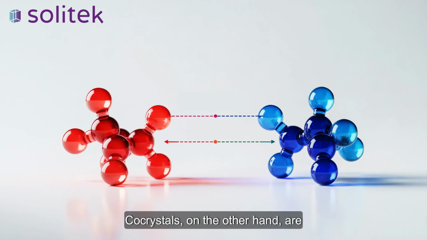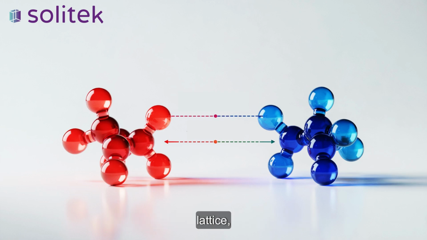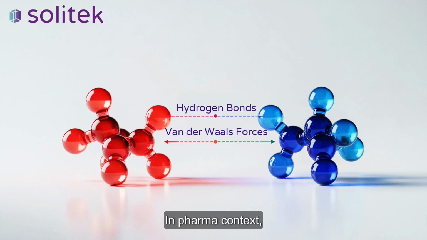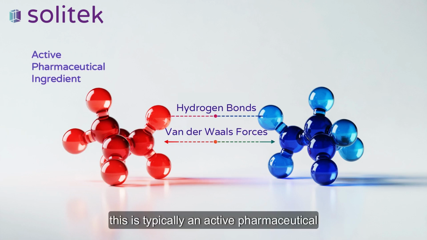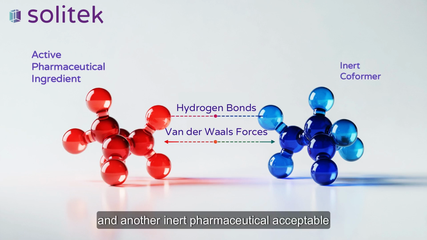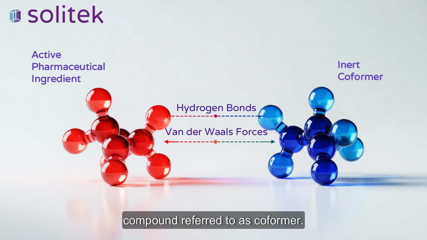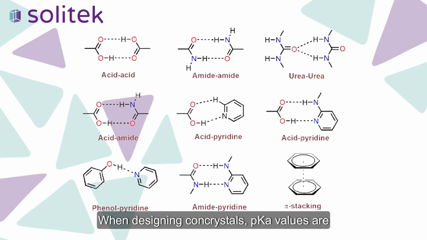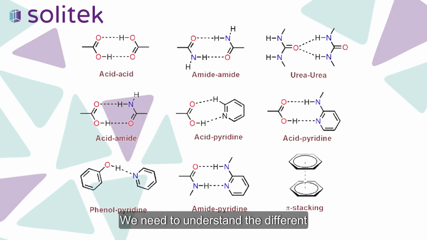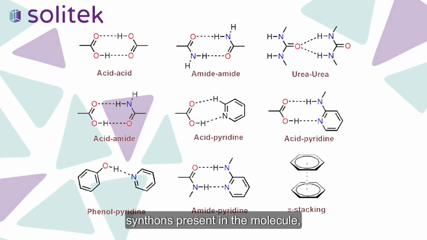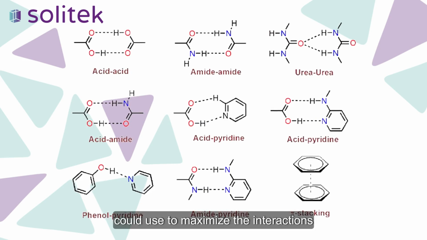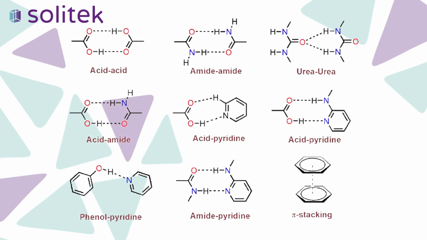Cocrystals, on the other hand, are crystalline materials composed of two or more neutral species in the same crystal lattice, connected through non-covalent interactions. In pharma context, this is typically an active pharmaceutical ingredient and another inert pharmaceutical acceptable compound referred to as coformer. When designing cocrystals, pKa values are of no use. We need to understand the different functional groups present in the molecule and the different binding motifs that we could use to maximize the interactions between the API and the coformer.